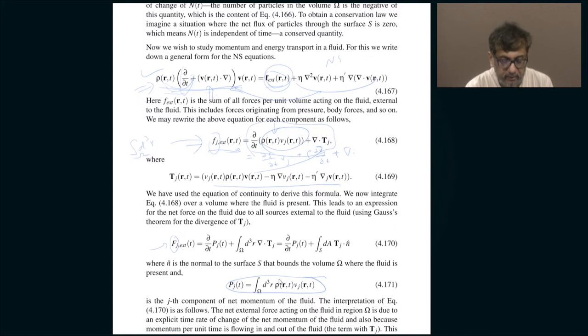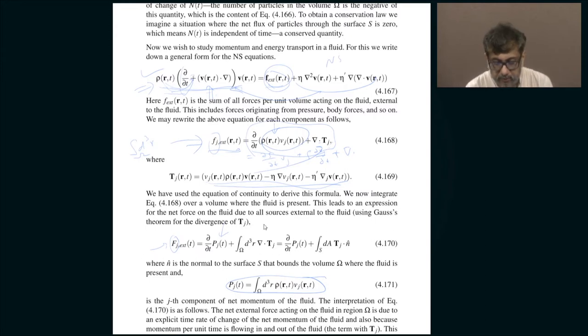So what this says is that this external force acting on the volume is the rate of change, the explicit time dependence of the momentum with respect to time and how that changes with time, plus something involving a kind of flux. So in other words, you see that this additional term has the appearance of a divergence. If I integrate that divergence over volume, what I am going to get is a flux.